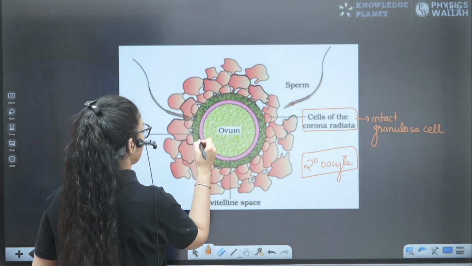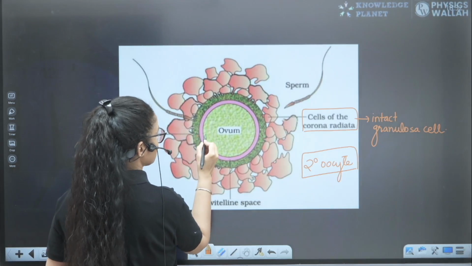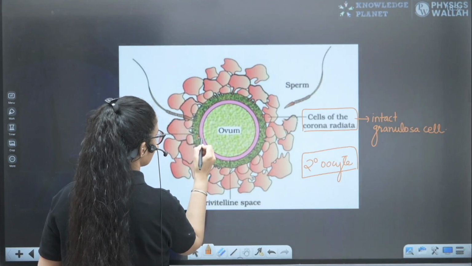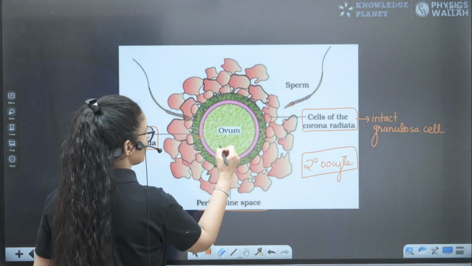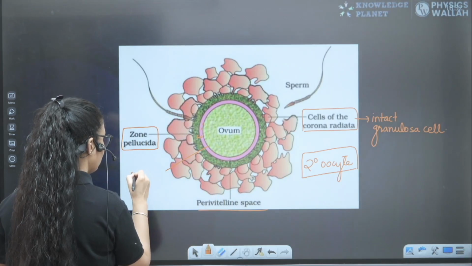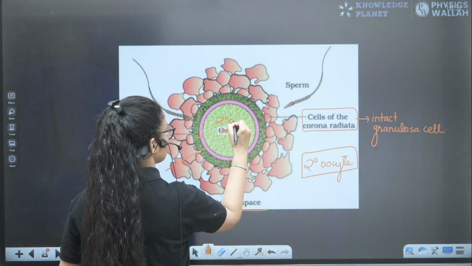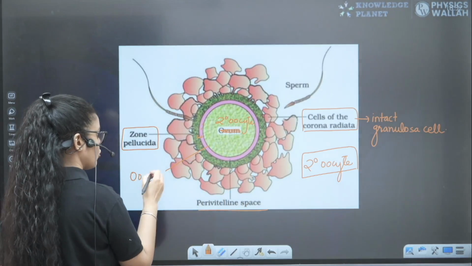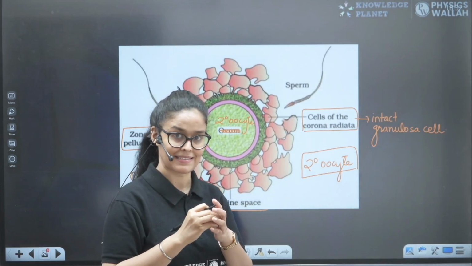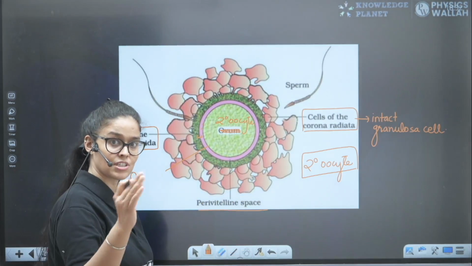This is the zona pellucida layer. You know what the zona pellucida layer is? The space between the egg membrane and the zona pellucida layer is known as the perivitelline space, as you can see. And this is the ovum. Actually, not exactly ovum, it's the secondary oocyte. We call it secondary oocyte before fertilization, or before the sperm enters it. We don't call it ovum. But in our NCERT, they have just used the term ovum.